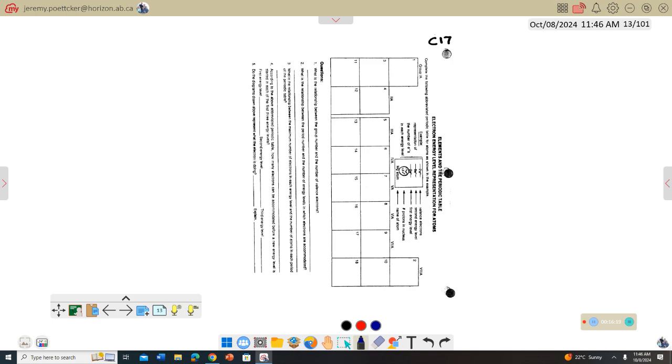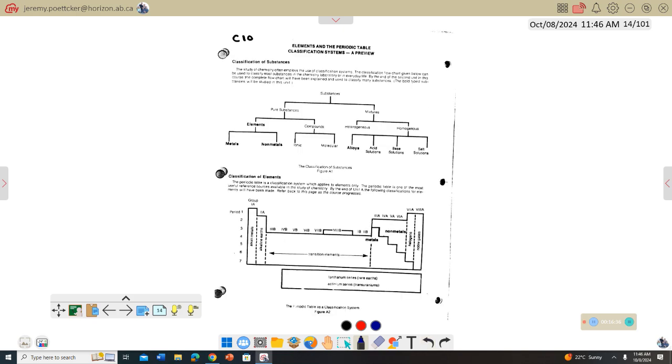The thing to remember, though, is the first period can have a maximum of 2, and then a maximum of 8, and then a maximum of 8. And we always fill them in order. So give that a try. That's going to be something I want to see from each of you.